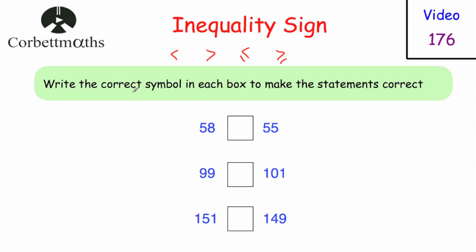So let's have a look at this question. The question says, write the correct symbol in each box to make the statements correct. So our first box, we've got 58 and 55. Now 58 is bigger than 55, so we're going to put in the greater than symbol.